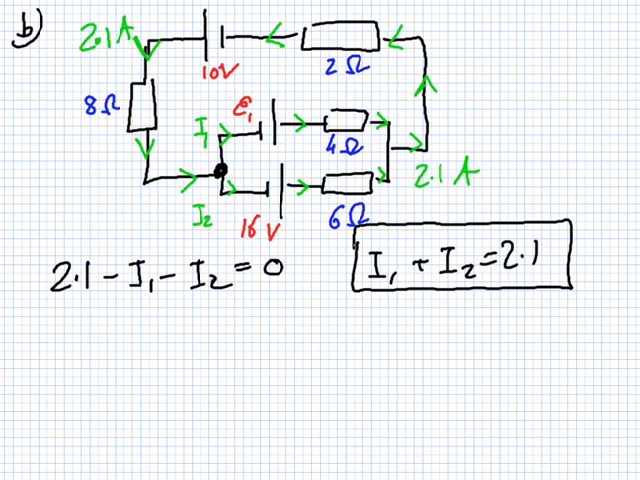Okay, now we need to do loops. How many loops will we need to do here? Not 3, 2. I only need to do 2, but I could probably do 3. So we should choose our loops carefully.